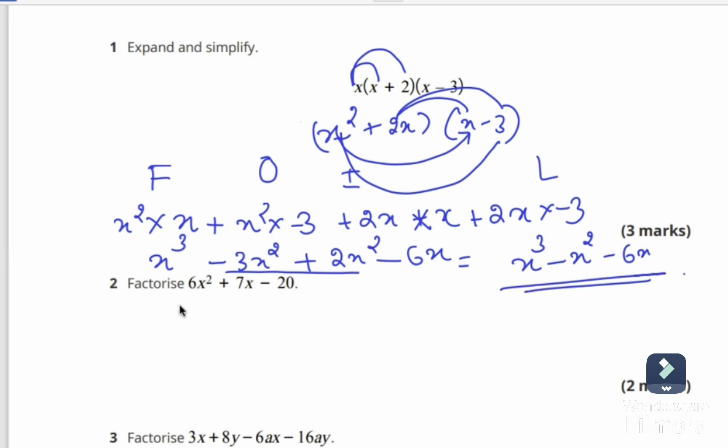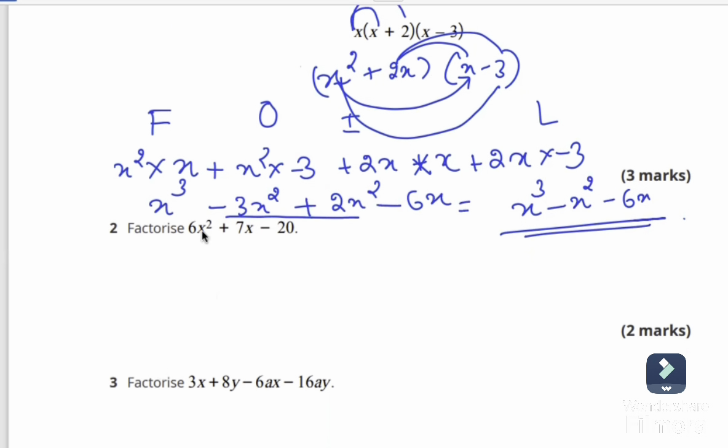Now, this is a quadratic expression. I have explained this kind of problem in my previous video. This is the second type of quadratic expression, where the coefficient of x square is greater than 1. So first let's find the factors for minus 20 and 6. When we multiply minus 20 into 6, we get minus 120. We need to get the factors of minus 120 that, when we add them, give positive 7.